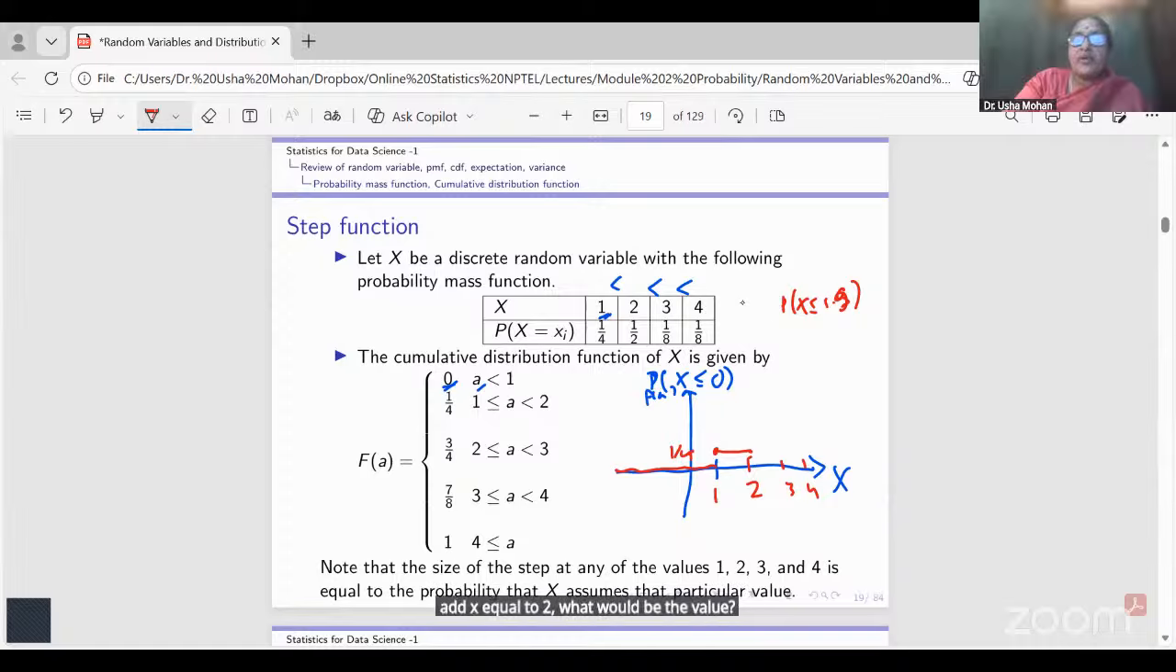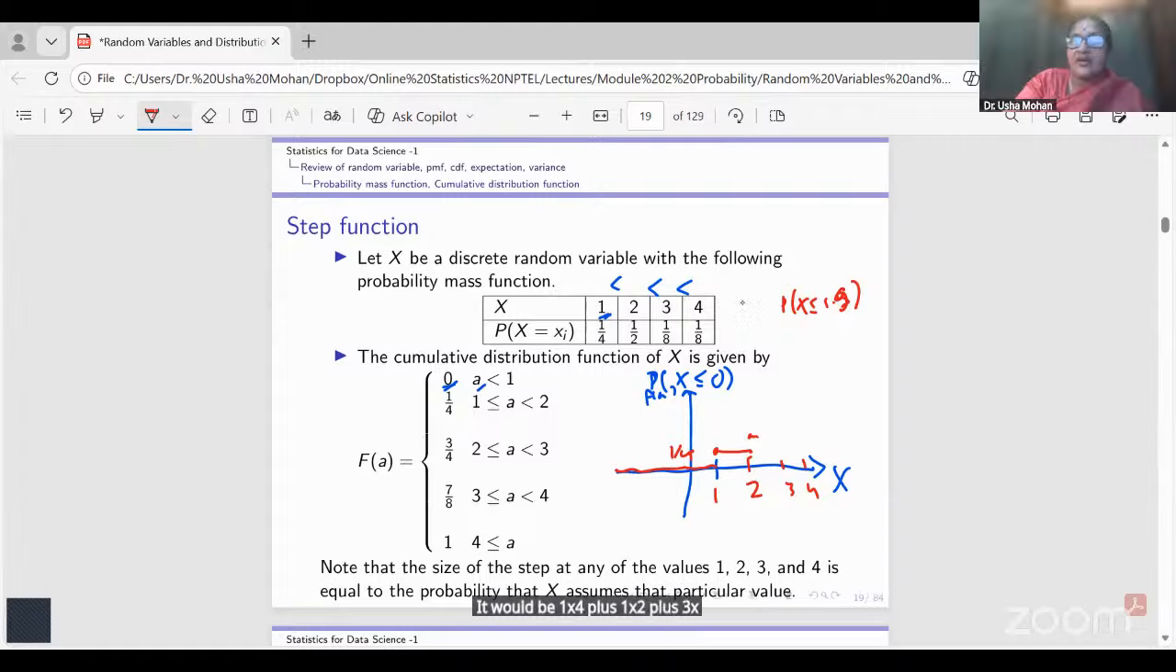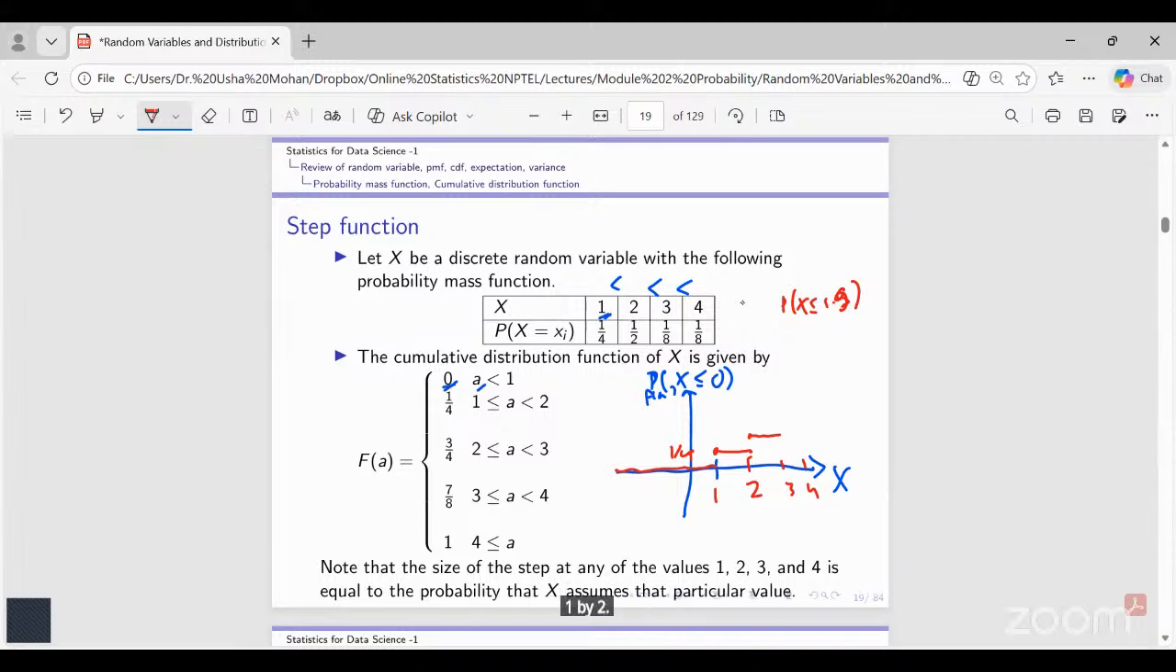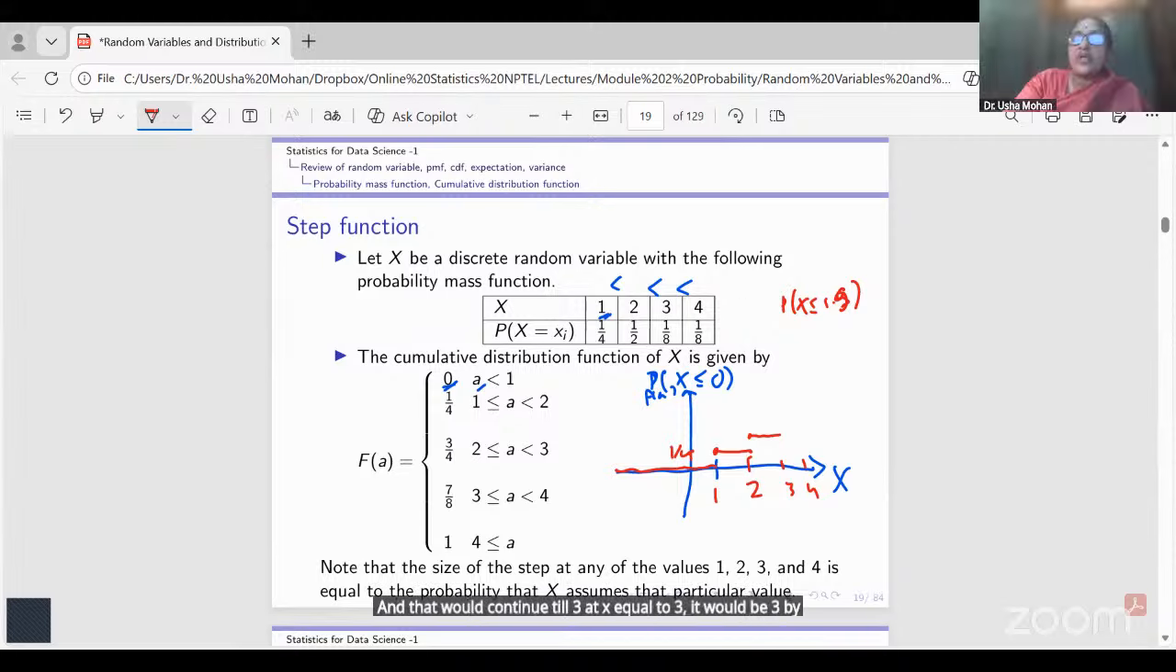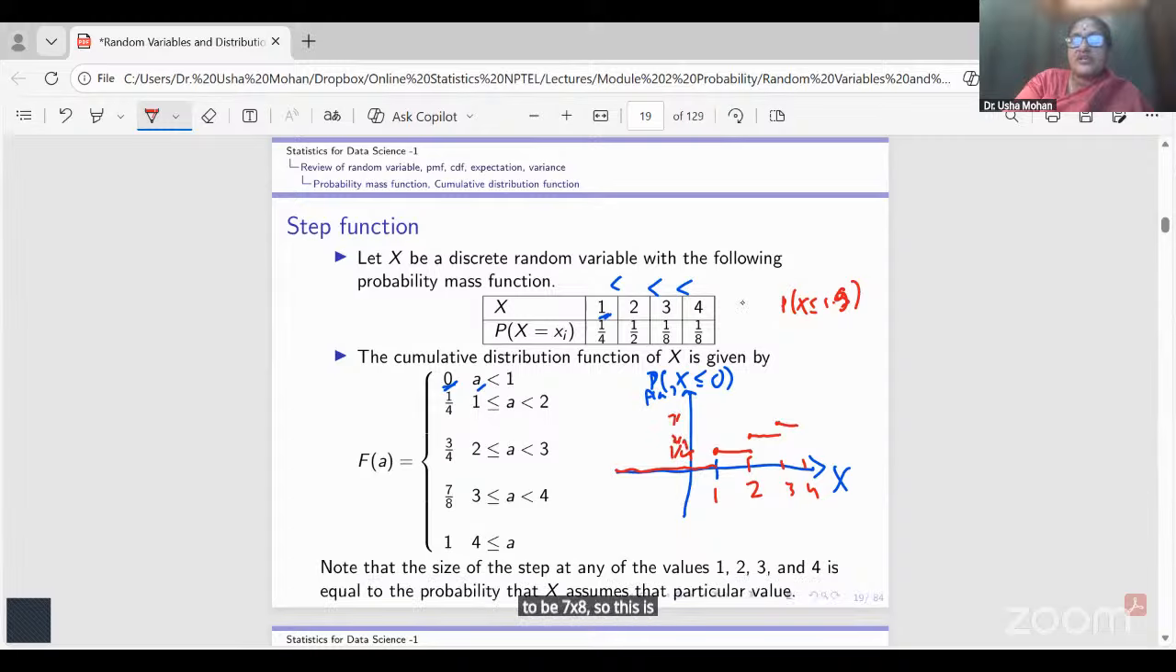It would be 1 by 4 plus 1 by 2, which is 3 by 4. Is that clear? Yeah. And that would continue till 3. At x equal to 3, it would be 3 by 4 plus 1 by 8, which is 7 by 8. It will continue to be 7 by 8. So this is 3 by 4, this is 7 by 8. And at x equal to 4, it will become 1, and it will continue to be 1 for any value beyond 4.